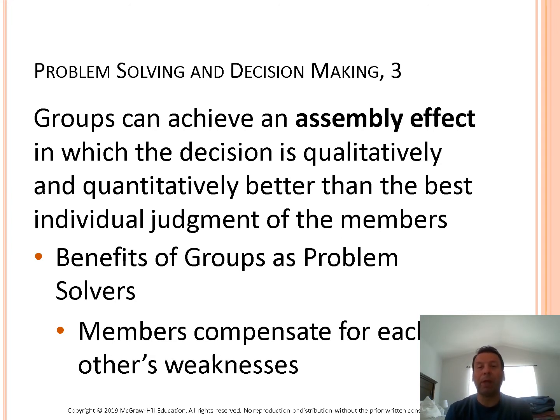Now, let's read that again. So now that we have a better understanding, let's read that again, see if it makes a little bit more sense to you. So groups can achieve an assembly effect in which the decision is qualitatively and quantitatively better than the best individual judgment of the members. What that means is that we make better decisions as a group than we do as individuals, because as a group we can bounce ideas off of each other, and we can kind of figure out what works better because we can have more minds looking at the problem, right?